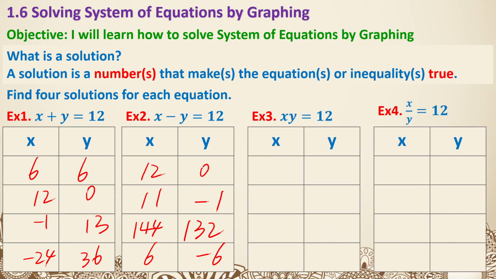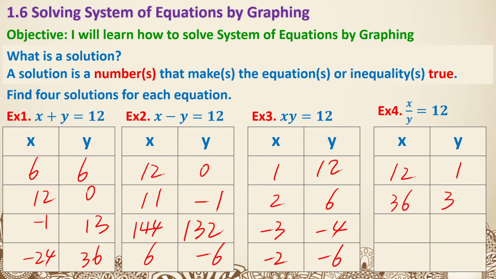Example 3, we need two numbers to multiply and get 12. So 1 and 12, 2 and 6, negative 3 and negative 4, or negative 2 and negative 6. And example 4, two numbers that divide to get 12. We can have 12 and 1, 36 and 3, 144 and 12, or negative 24 and negative 2.